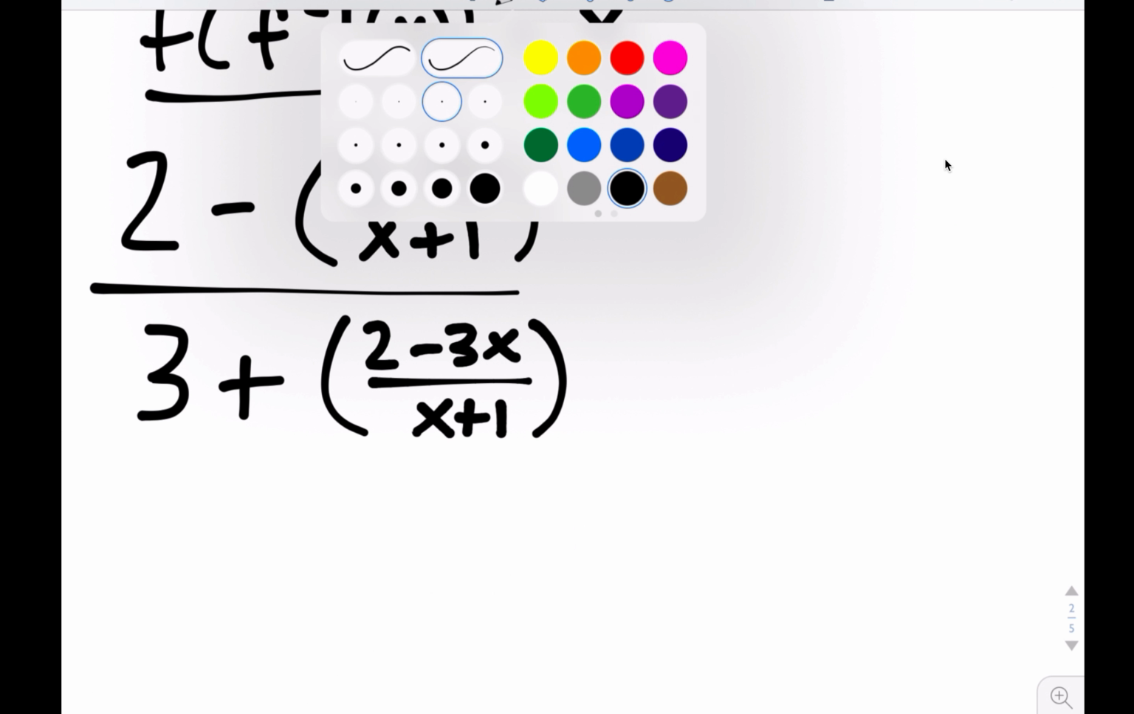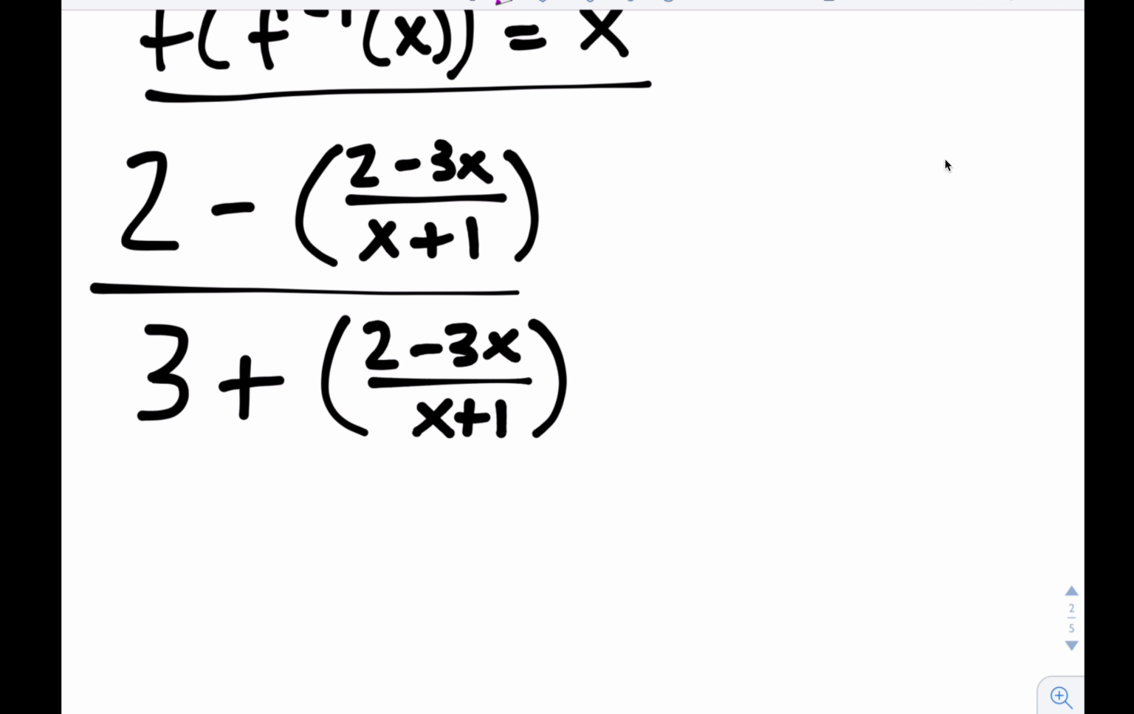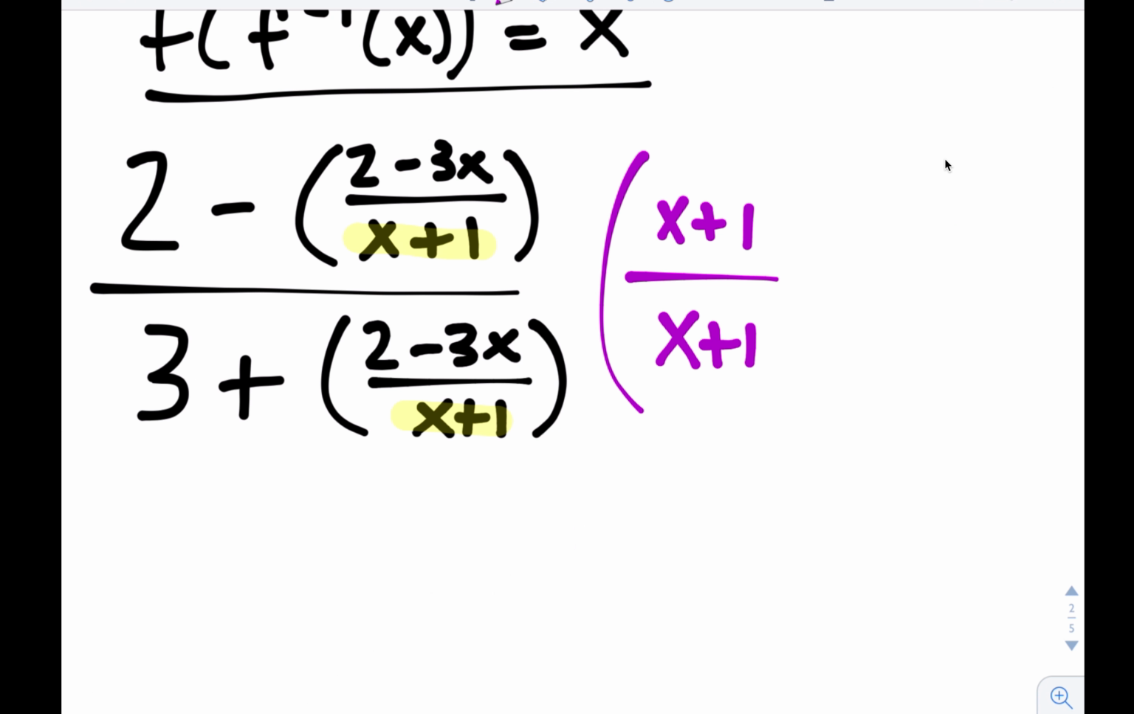Okay, so what I can do from there is get rid of those denominators of x plus 1. If I multiply on the top and the bottom by x plus 1, that's going to allow me to do that.